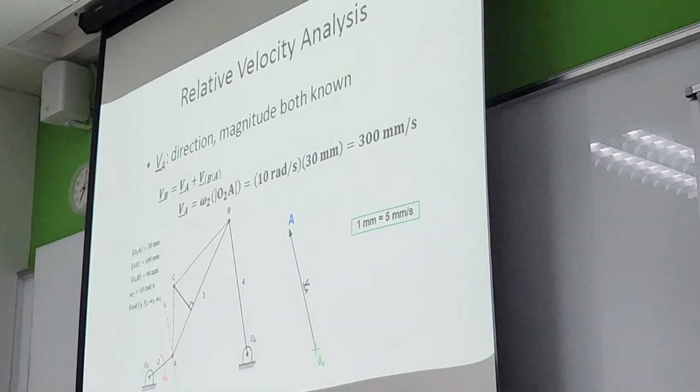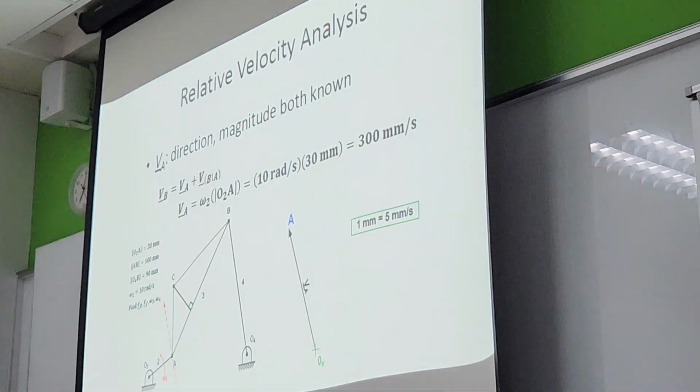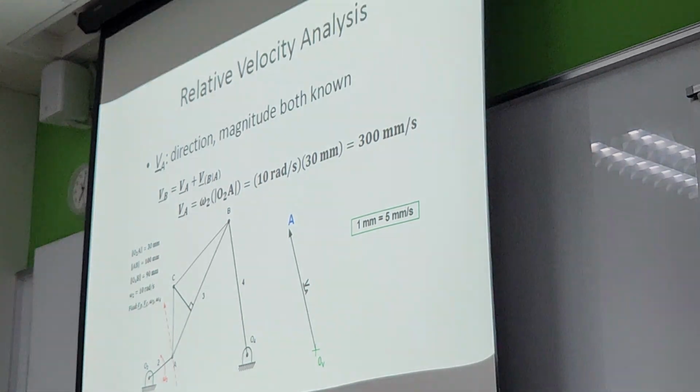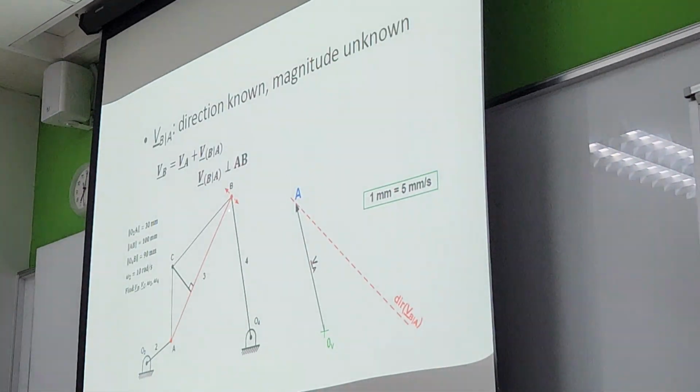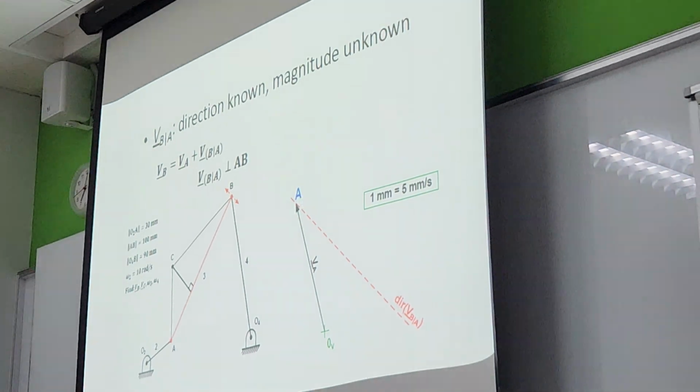Okay, so now what is the equation? So velocity A we have plotted. Now we need to add to the velocity A, that means from the tip of this, velocity B to A. Now velocity B to A, we only know the direction. So we know that B to A velocity will be perpendicular to AB. So now it can be upwards or it can be downwards. So now we need to add this to point A.